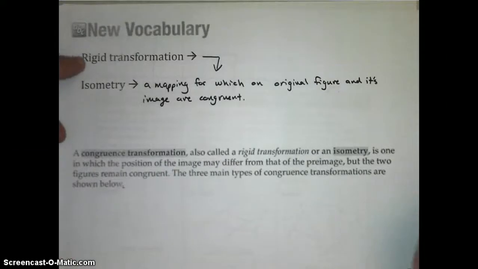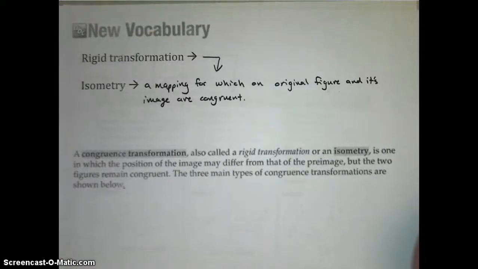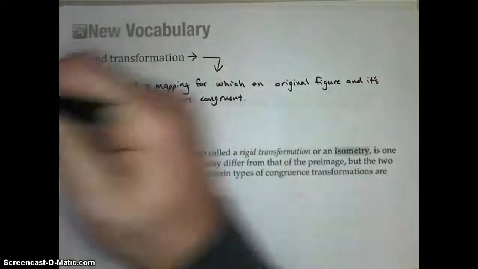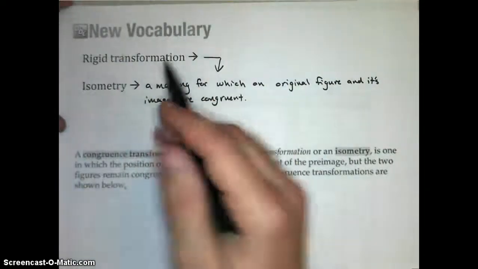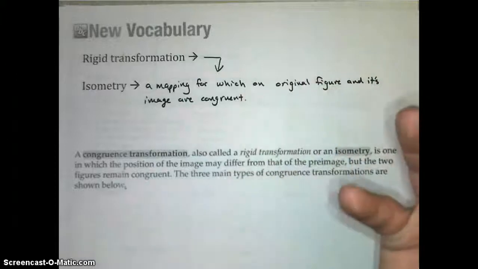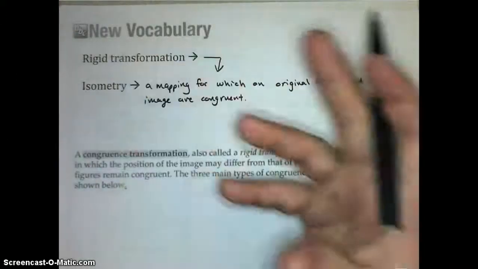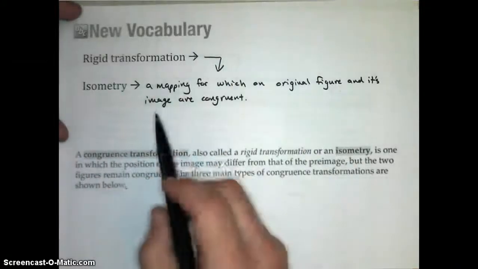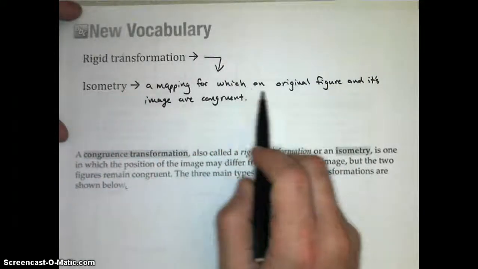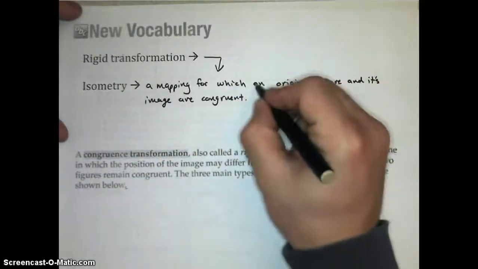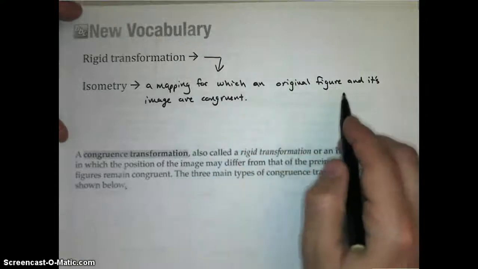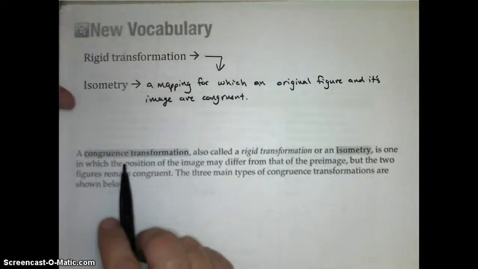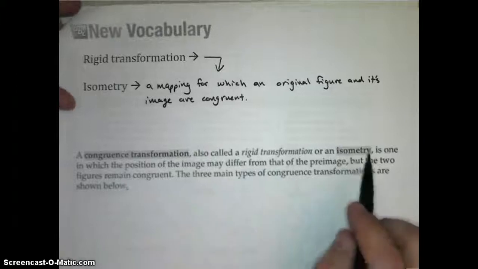The word rigid helps us understand that it is a strict or unmoving way of moving a figure where all the attributes of the figure stay fixed in the same position and size. And so we say that an isometry or rigid transformation is a mapping for which an original figure and its image, what happens after you move it, are congruent. And we call this a congruence transformation also.